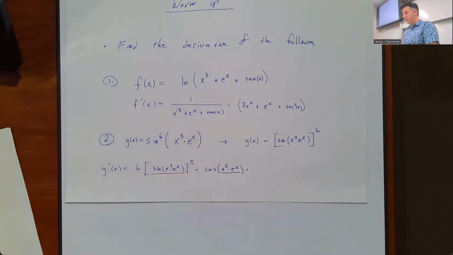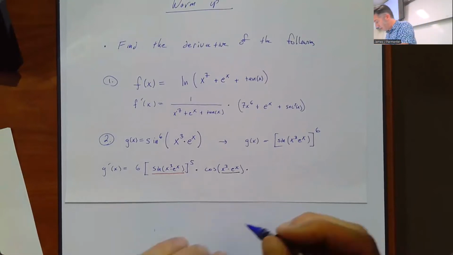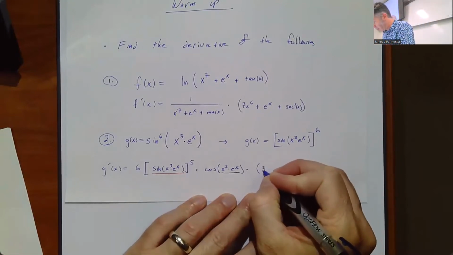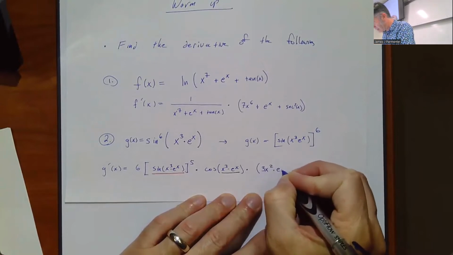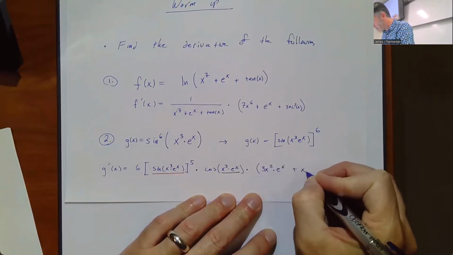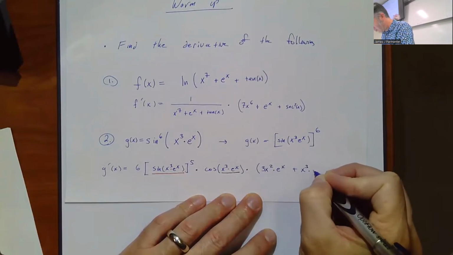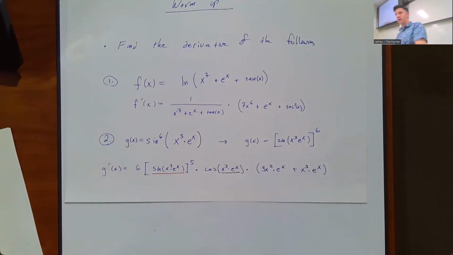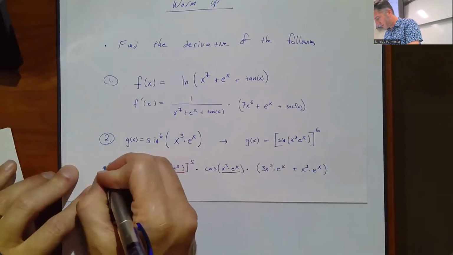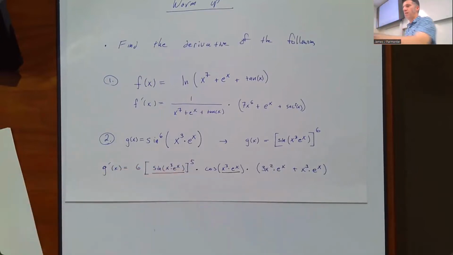And then finally, for the derivative of x cubed times e to the x, we have to use the product rule. So it's going to be the derivative of x cubed times e to the x plus x cubed times the derivative of e to the x, which is e to the x. Kind of lengthy, but not too terrible. Questions about any of what we did there?